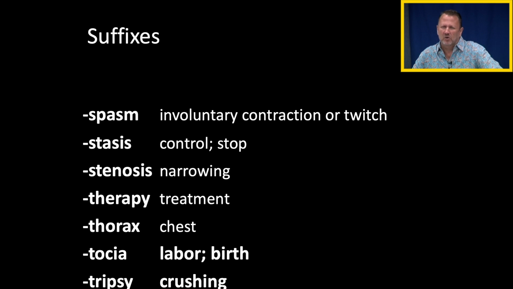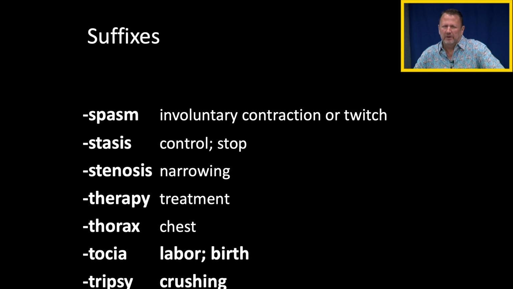Stasis means to control or stop, so hemostasis means to stop bleeding. We were talking about the other day with hemorrhage, and the first thing we want is hemostasis before we move on, and so stasis means to stop. Stenosis is a narrowing, and it doesn't necessarily have to be a suffix. It can be a word by itself. They have arterial stenosis, meaning a narrowing of the artery.